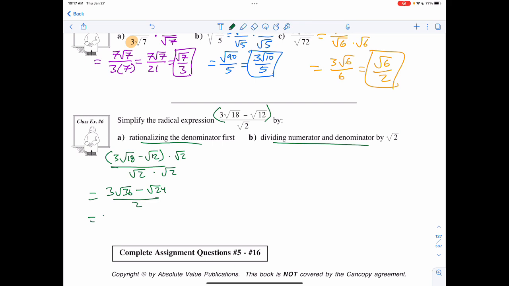3 root 36, well, that's going to be the same as 3 times 6. And the square root of 24 is the same as 2 root 6, all over 2. Which is 18 minus 2 root 6 over 2. And I can see that I can divide all of these by 2, which is going to give me 9 minus root 6.